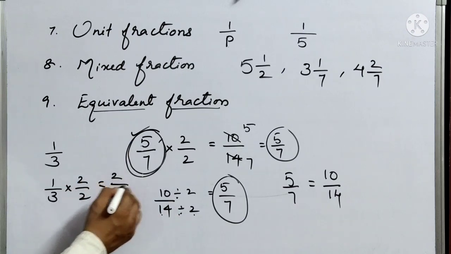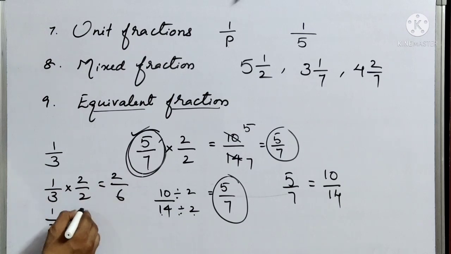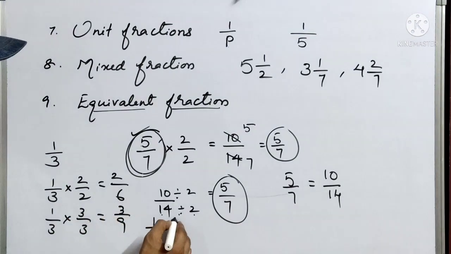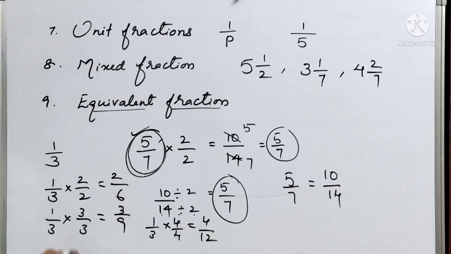So 1 by 3 into 3 by 3: 1 3s are 3, 3 3s are 9. Again 1 by 3 into 4 by 4: 1 4s are 4, 4 3s are 12. So these are the equivalent fractions of 1 by 3.